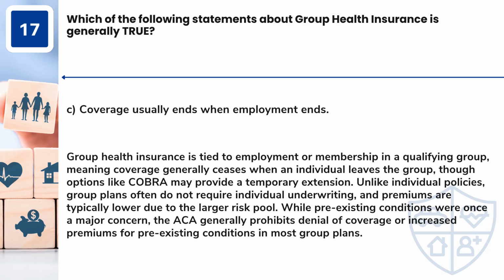Answer: C. Coverage usually ends when employment ends. Explanation: group health insurance is tied to employment or membership in a qualifying group, meaning coverage generally ceases when an individual leaves the group, though options like COBRA may provide a temporary extension. Unlike individual policies, group plans often do not require individual underwriting, and premiums are typically lower due to the larger risk pool. While pre-existing conditions were once a major concern, the ACA generally prohibits denial of coverage or increased premiums for pre-existing conditions in most group plans.